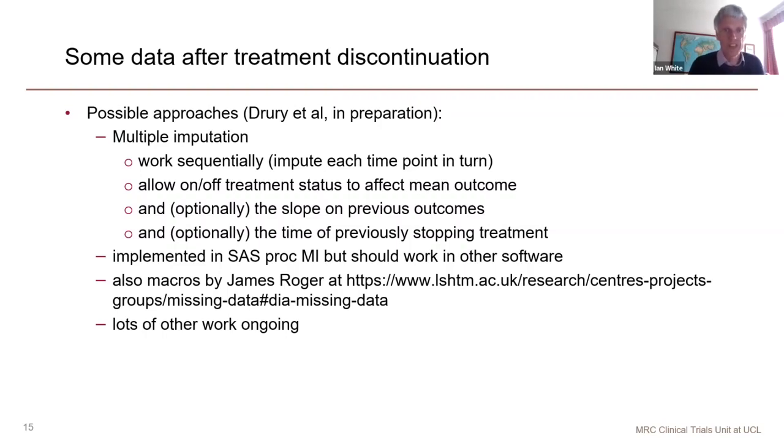So that allows for systematic differences in outcomes between people on and off. And then optionally, we make the models more complicated. We allow on-off treatment to affect the slope on previous outcomes, and maybe not just on-off, but the time when a treatment was previously stopped. And we've implemented this in SAS Proc MI, but it ought to work in other software too.